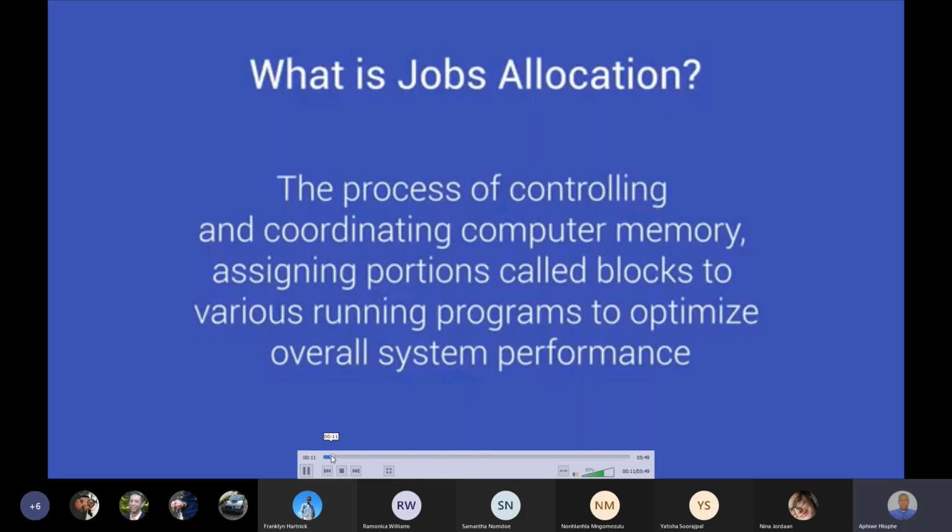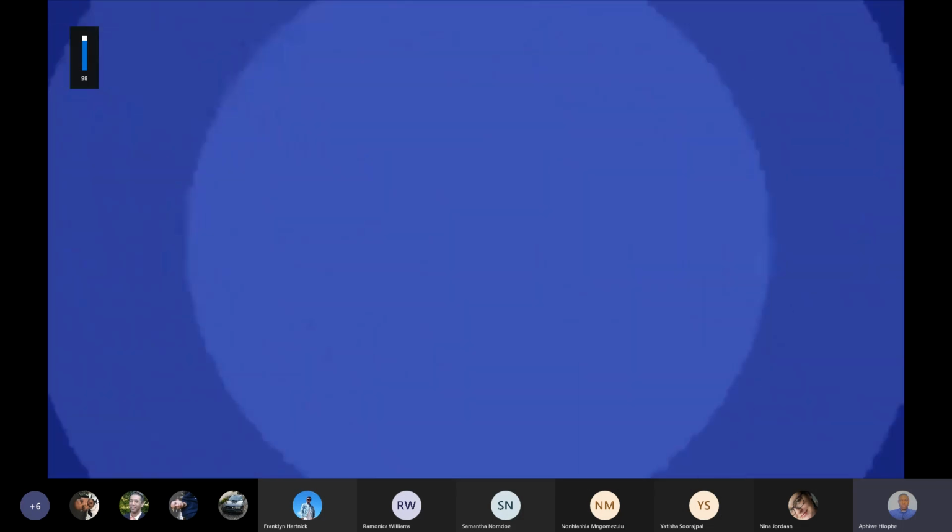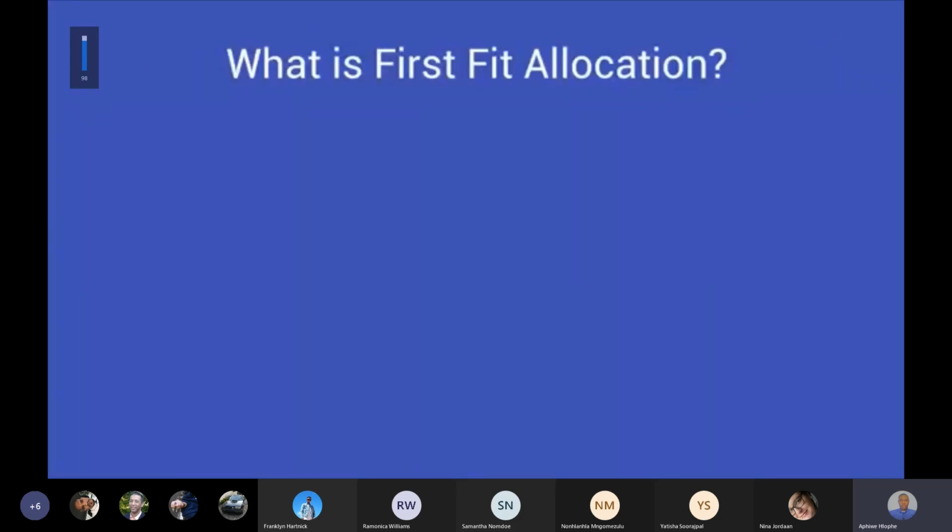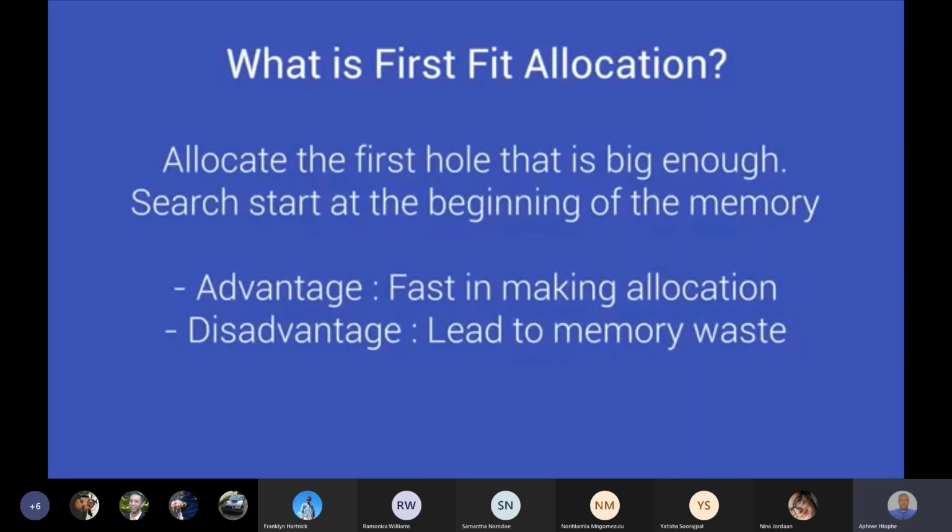To optimize overall, that is, to allocate the jobs in memory. However, we will only cover two of them. That is first fit and best fit. What is first fit allocation? It is a technique that allocates the first hole that is big enough for the job. The search will start at the beginning of the memory. The advantage of using first fit is that it is faster in making allocation. In contrast, a disadvantage is that it leads to memory waste.